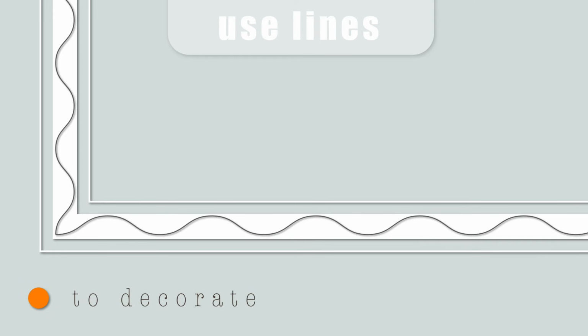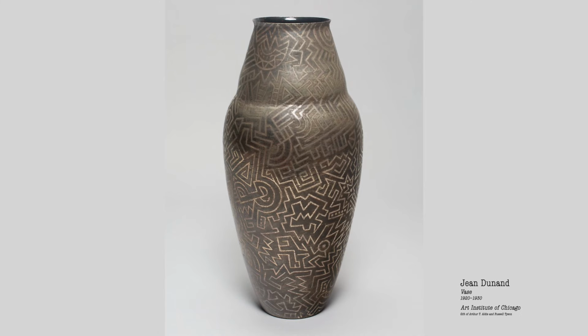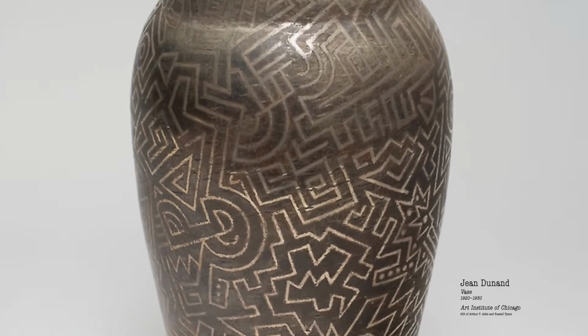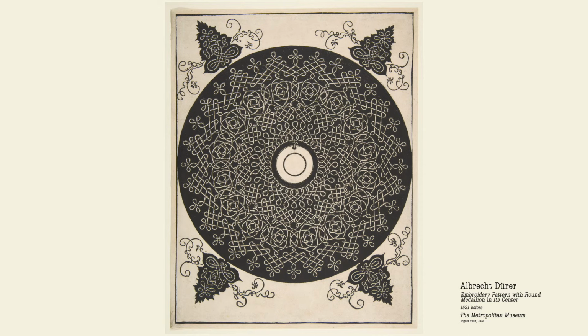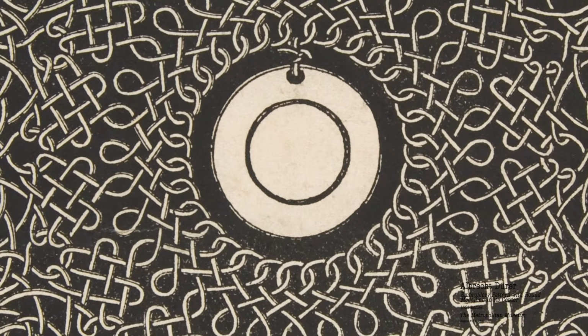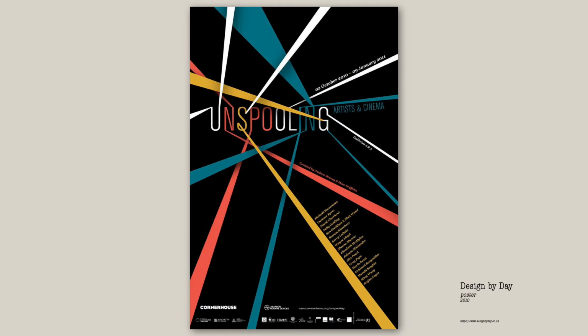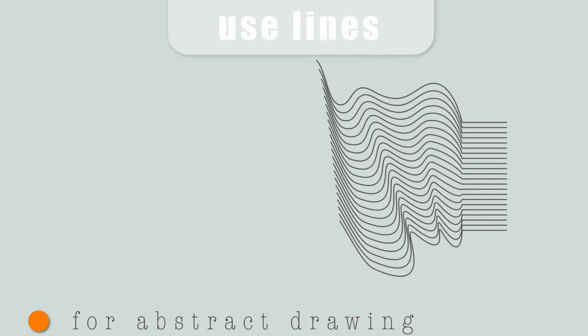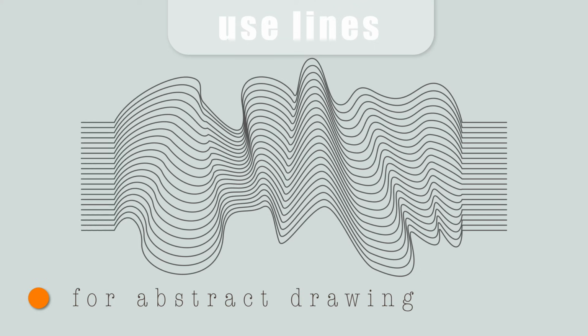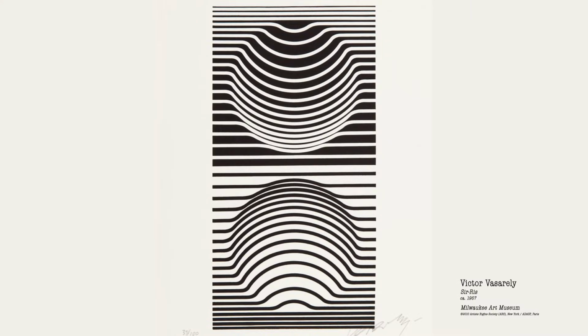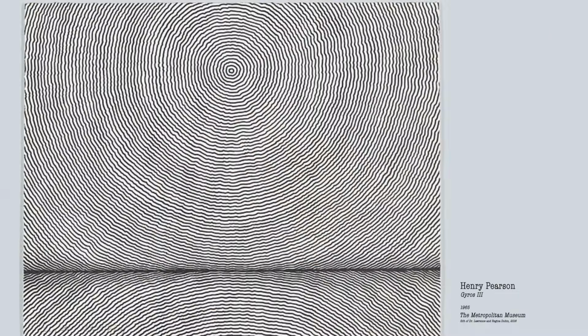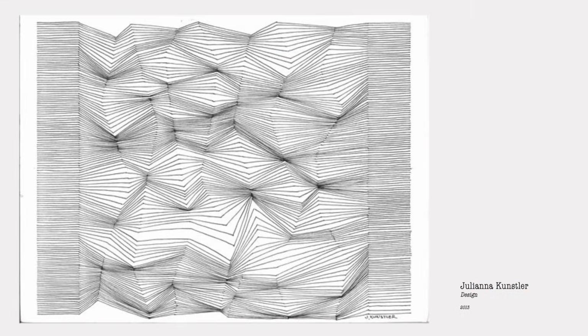Of course, we use line to decorate. From simple and elegant patterns to heavily ornate and complex designs. Graphic designers use line in their work to decorate and at the same time lead the eye, emphasize, organize, and add structure to the content. Abstract designs and drawings is another common use of line element. Op art or optical illusions is a good example. You can probably come up with more line uses. Think about it.